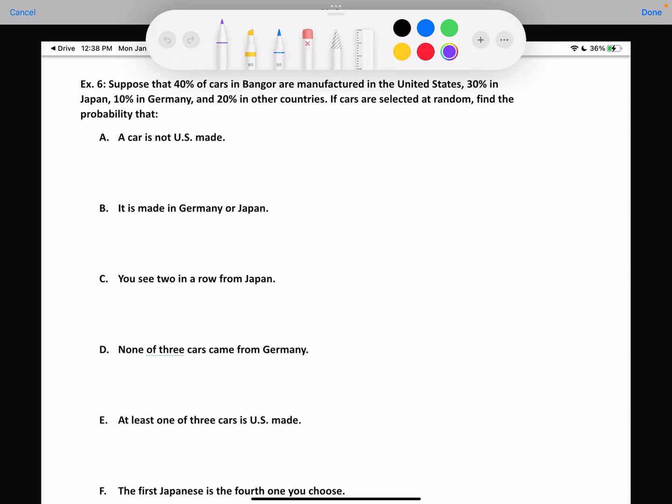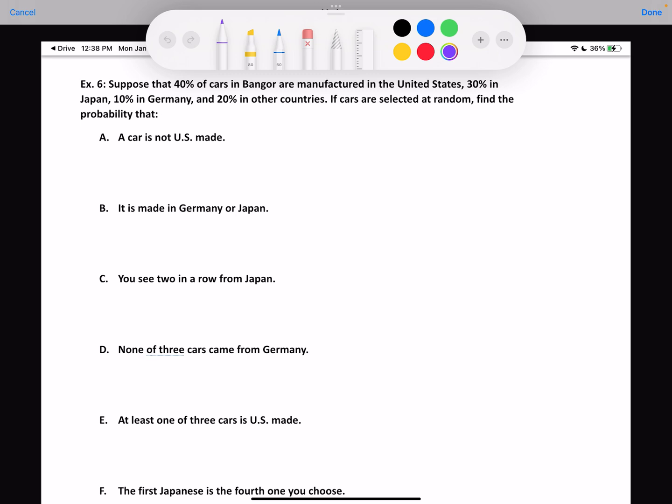Yep. Sure. Okay. Suppose that 40% of cars in Bangor are manufactured in the United States, 30% in Japan, 10% in Germany, and 20% in other countries. If cars are selected at random, find the probability that a car is not U.S. made. Yeah, 40 over... 60 over 100.